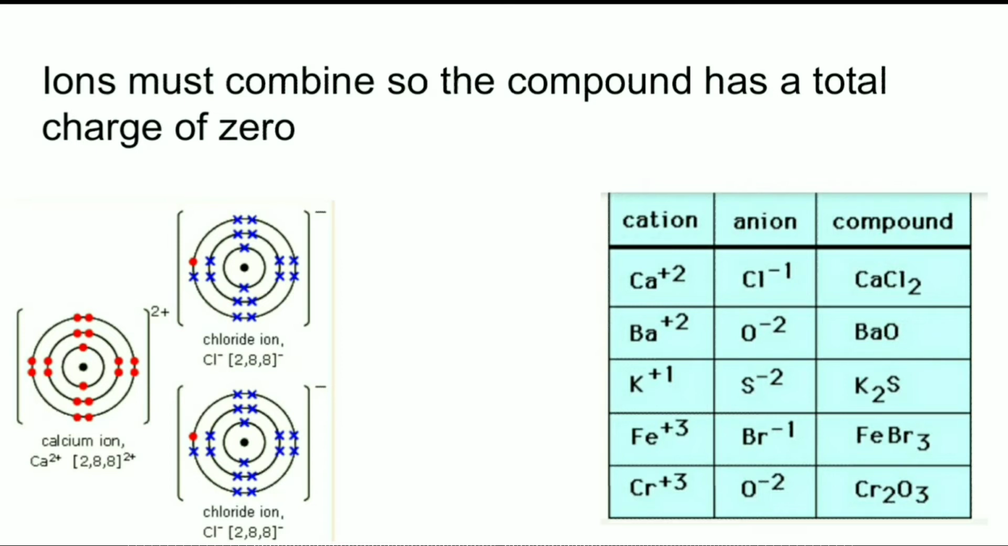So again, notice that since barium and oxygen have equal but opposite charge, you only require one of each of them in barium oxide. But since potassium has a +1 charge by losing 1 electron, but sulfur has a -2 charge by gaining 2 electrons, you must have 2 potassiums bond with every 1 sulfur so that the total charge is 0.